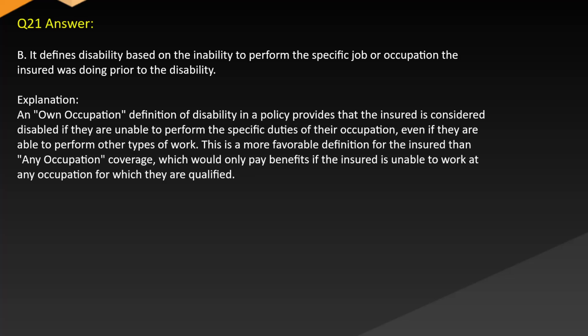Answer B. It defines disability based on the inability to perform the specific job or occupation the insured was doing prior to the disability. Explanation. An own occupation definition of disability in a policy provides that the insured is considered disabled if they are unable to perform the specific duties of their occupation, even if they are able to perform other types of work. This is a more favorable definition for the insured than any occupation coverage, which would only pay benefits if the insured is unable to work at any occupation for which they are qualified.